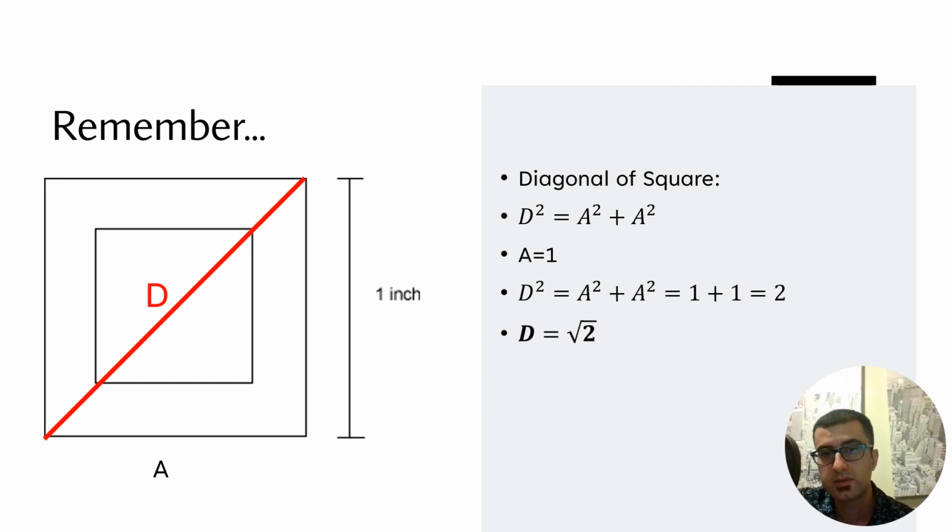So in a square, it's equal to one side squared plus one side squared. If that one side is 1, just like the assumption of this question, d squared is equal to 1 plus 1, and so d is going to be square root of 2.